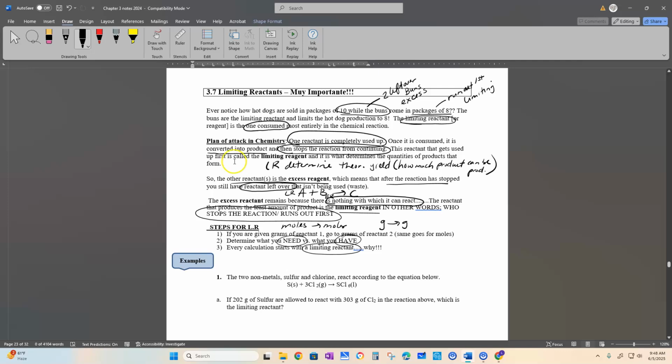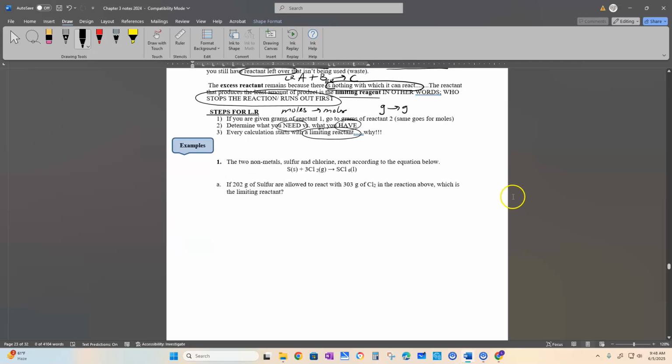Let me show you step by step how to do one of these scenarios before we look at some particle diagrams. Let's say I have this equation: sulfur reacts with chlorine gas, and I get SCl6, and it looks like my equation is balanced, so that's good. I have 202 grams of sulfur, and it's allowed to react with 303 grams of chlorine.